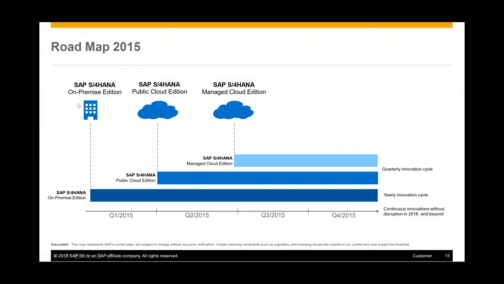Roadmap. We have SAP S/4HANA on premises. It came in Q1 of 2015. SAP S/4HANA public cloud came in Q2 of 2015. Public cloud basically means Amazon Web Services, Google Cloud, Microsoft Azure. Those are the three big public clouds. There are many others. Then you have managed cloud, which came in Q3 of 2015. Now SAP keeps giving quarterly innovations, and you keep getting early innovation. That's what is going on.